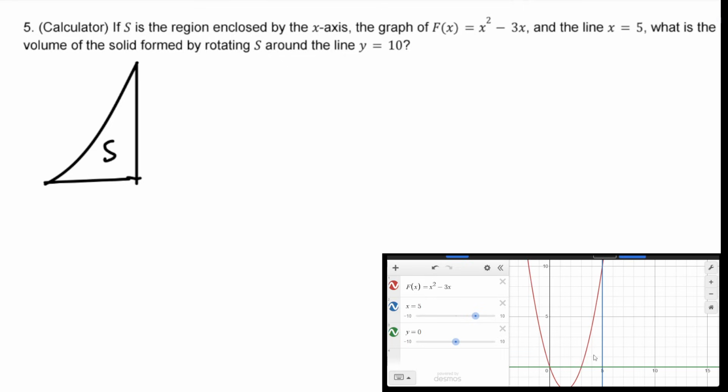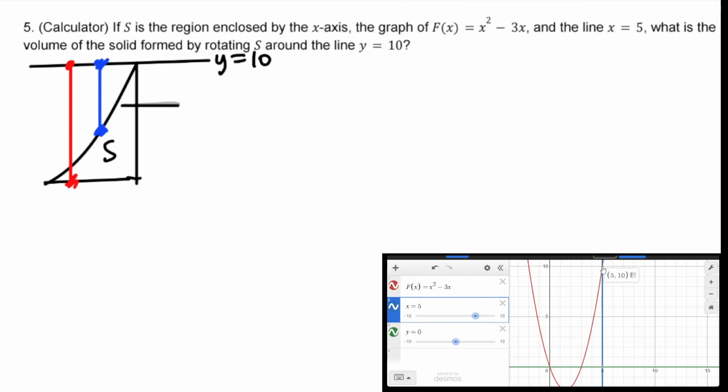What is the volume of the solid formed by rotating S around the line y equals 10? Okay, y equals 10. That's right here up at the very top edge. So I can draw that and get my radii, large radius, and small radius. Right, so up here it was y equals 10. This was y equaling x squared minus 3x.